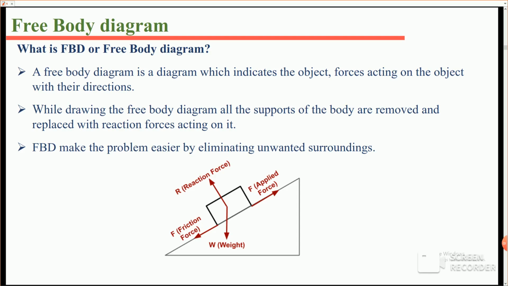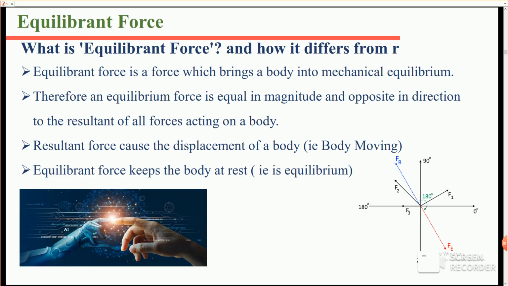You can see in this example that the block on the inclined plane is subjected to four forces: the applied force, the friction force, normal reaction, and the weight of the object. These are the forces that we need to consider while analyzing the motion or equilibrium of the body.